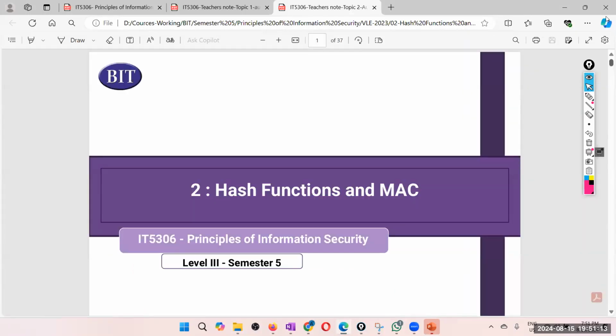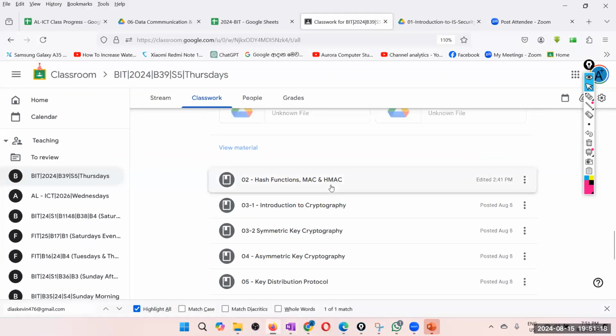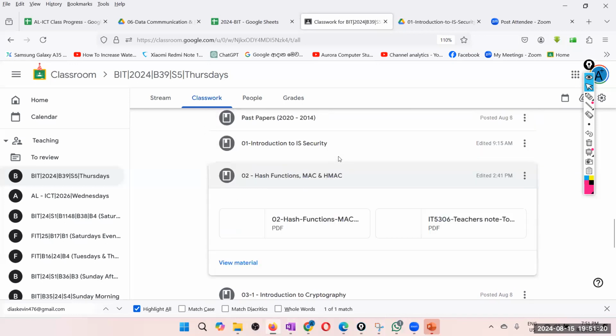That is hash functions and MAC. Again, the notes are available. So this is our note and this is the UCSC note.